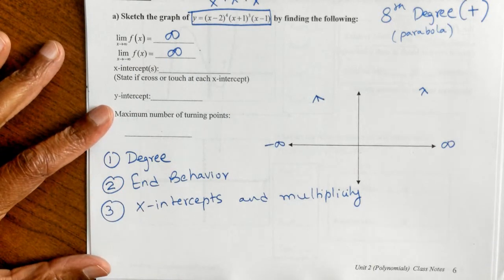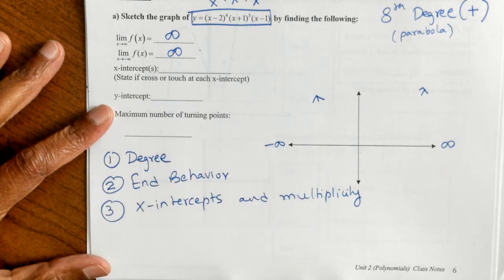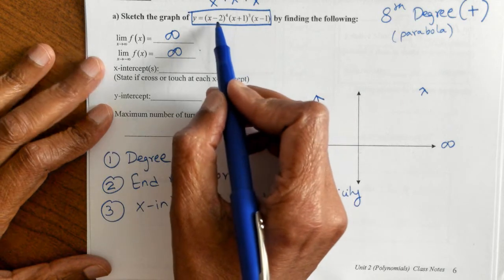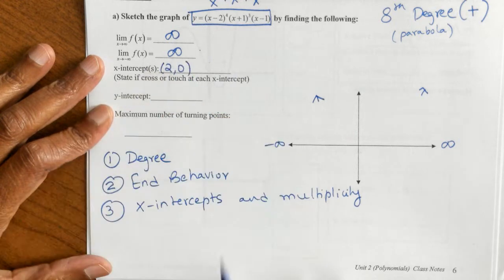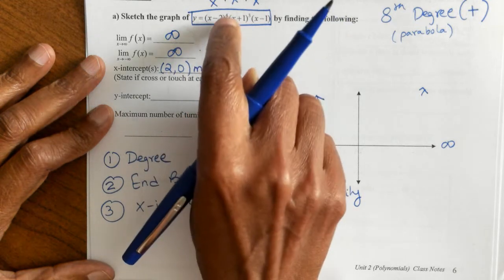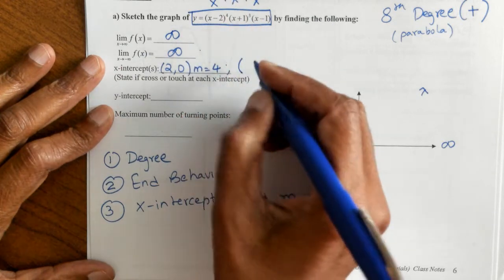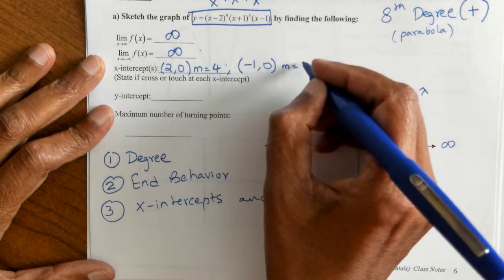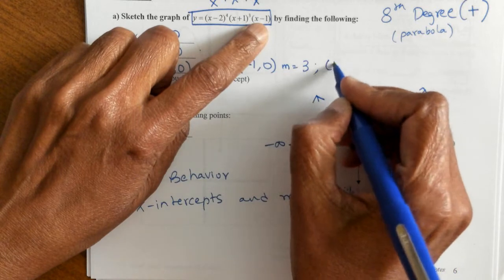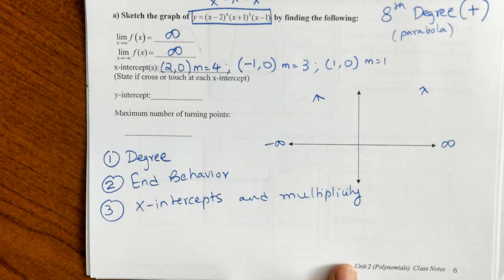Okay. Next I need to list my x-intercepts. But I also need to list whether it crosses or touches, but that comes from the multiplicity. So let's go ahead and write down our x-intercepts. My first x-intercept is from x minus 2. It's positive 2, 0, right? We know how to write the x-intercept from the factors. You take the opposite sign. And the multiplicity is the 4th power, so 4. My next x-intercept is negative 1, 0. My multiplicity is to the cube, so it's 3. And my third one is 1, 0. My multiplicity is 1 because there's no exponent, so it's just 1.